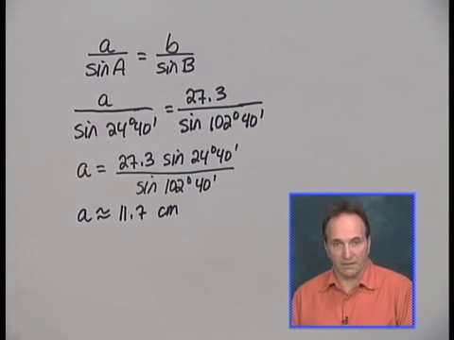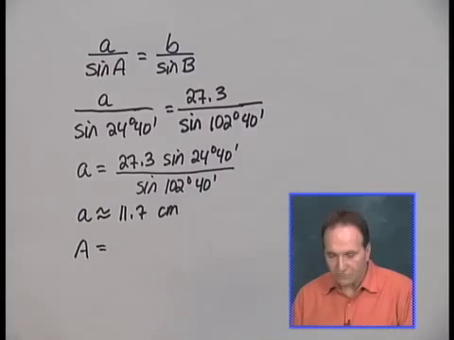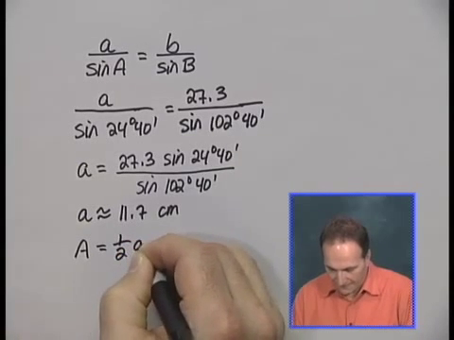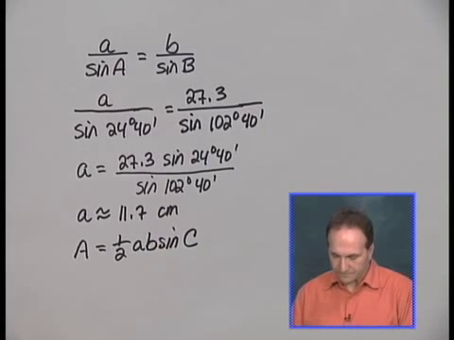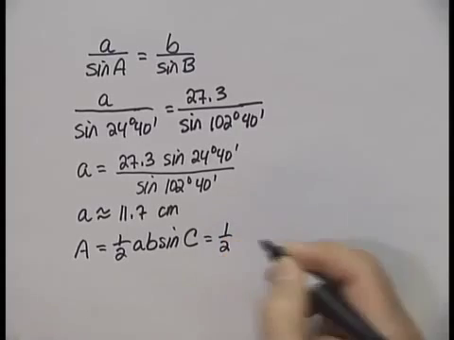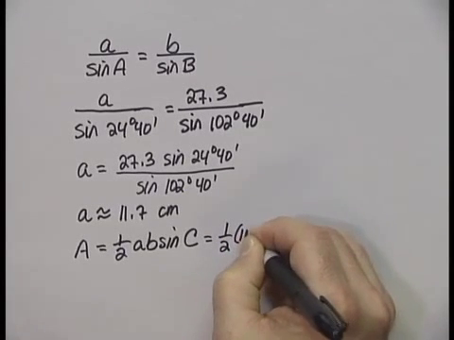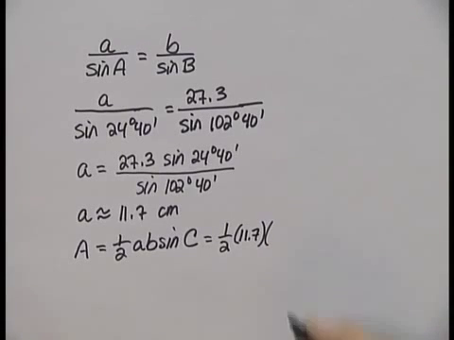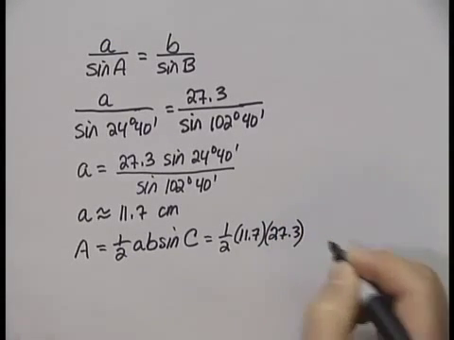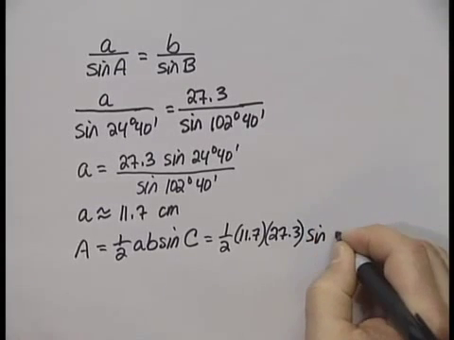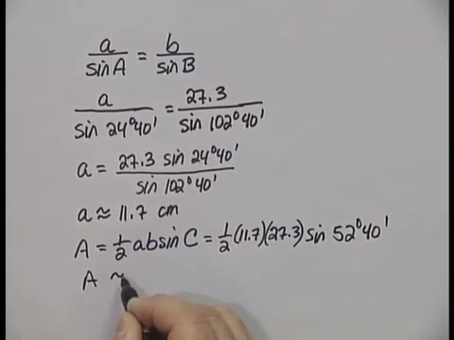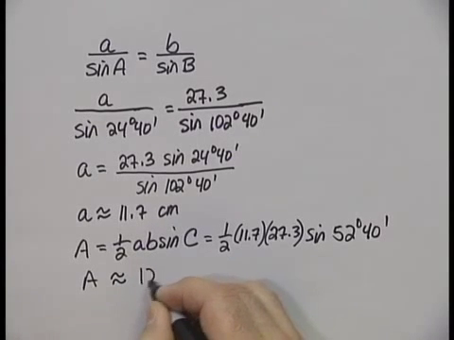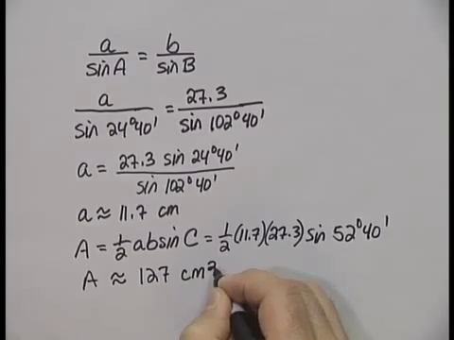Well, now that we know the two sides A and B and their included angle C, we can use the area formula that says the area of a triangle is 1/2 A times B times the sine of angle C. And that's going to equal 1/2. A is 11.7. B is 27.3. And then the sine of 52 degrees 40 minutes. We evaluate that on a calculator and we'll find that the area is approximately equal to 127 square centimeters.